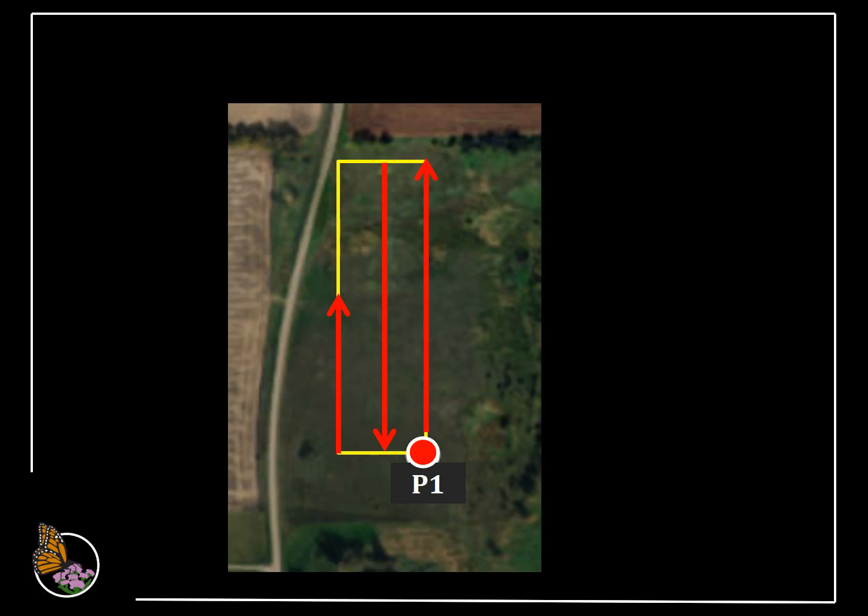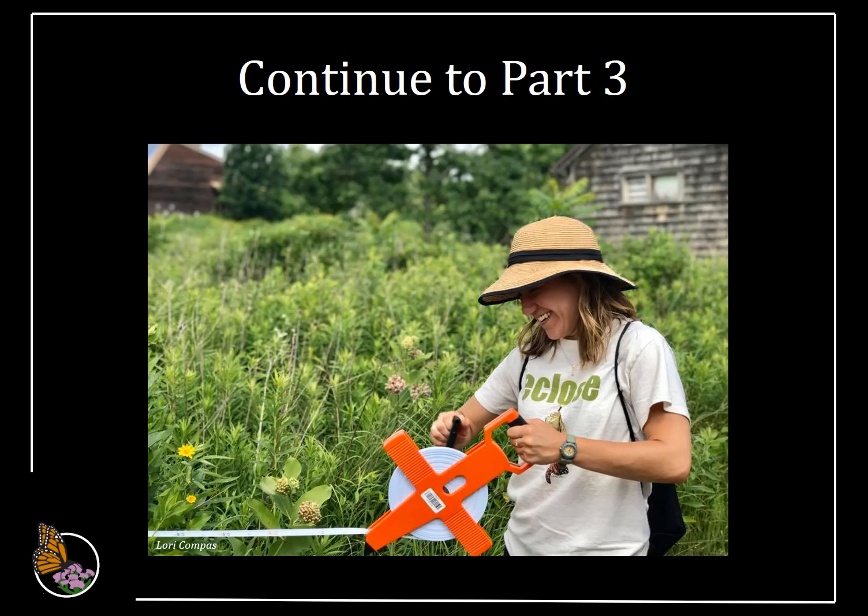Once all of the transects have been completed, the area you covered will look something like this figure. Now you are ready to set up transects at your monitoring plot. You should now continue to the Activity 1 Part 3 video.